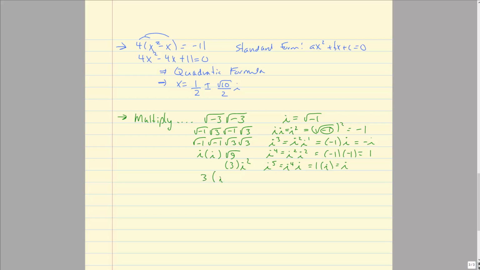And we'll be simplifying quite a few more of these, but in this problem right here, what I need to know then is that i squared is equal to a negative 1. 3 times negative 1 is negative 3.